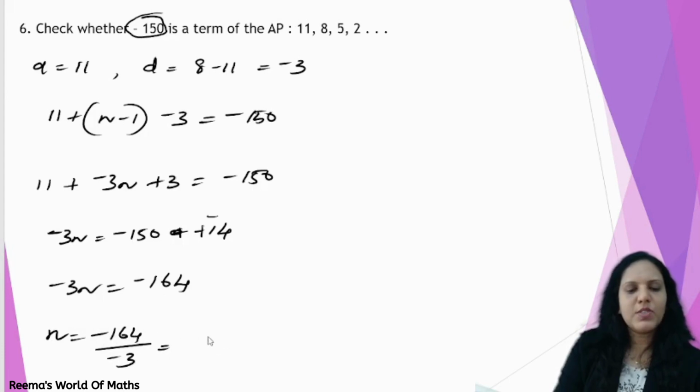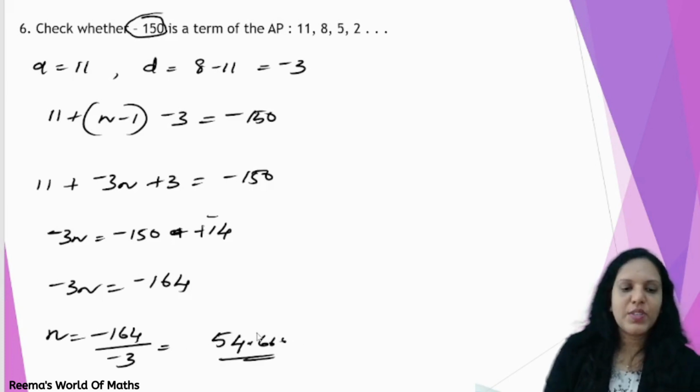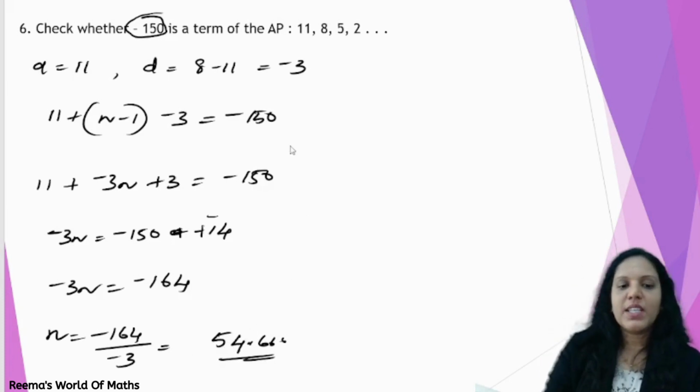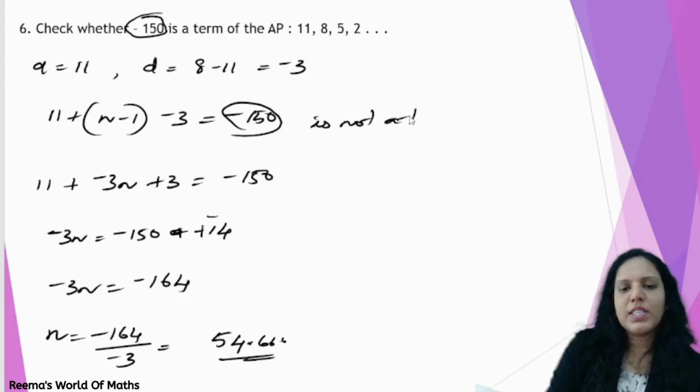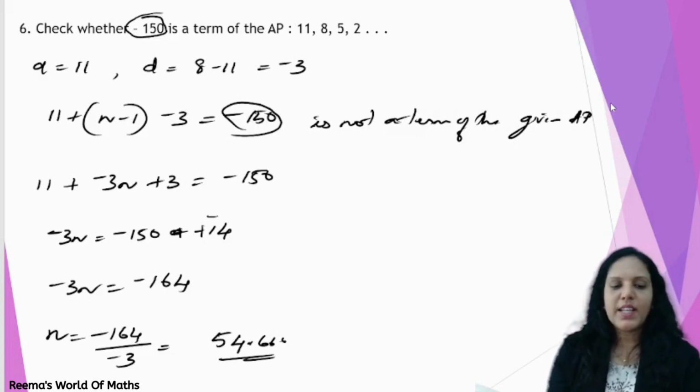If we solve this, 3 into 14 gives 4 point, again 60. So it is a fraction. We are getting the number of terms as a fraction, so it is not an integer. So we can clearly say minus 150 is not a term of the given AP, because that position always needs to be an integer, and here we have got a fraction. So minus 150 is not a term of the given AP.